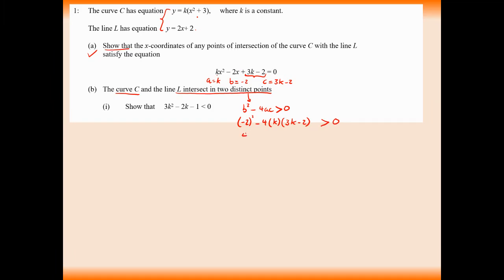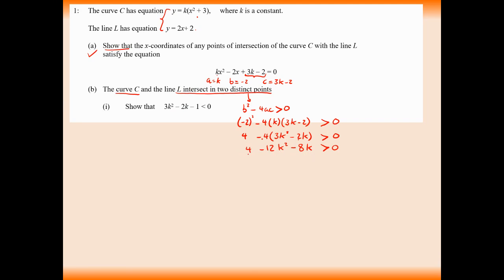So let's work it out. 4. Now leave the coefficient of 4 alone. Let's just multiply the k into this bracket. We get 3k squared minus 2k. On the next line, I multiply the minus 4 into this, and I get 4 minus 12k squared, minus 4 times minus 2 is plus 8k, is bigger than 0. Now, it's not looking as nice and neat as we want it to be, but we can do some manipulation.